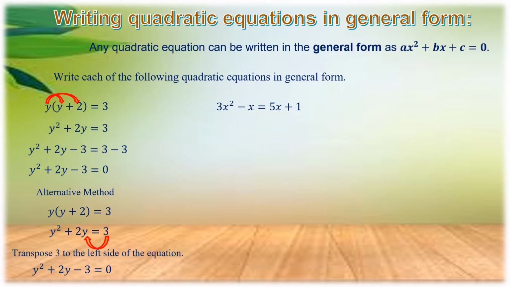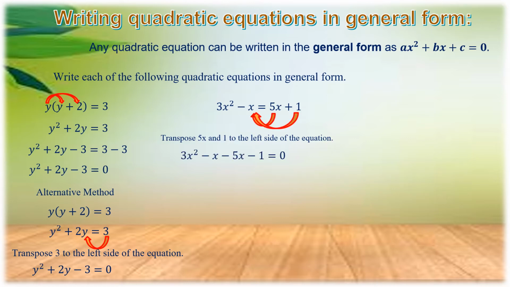Now let us have another one. Supposing we have 3x squared minus x is equal to 5x plus 1. So in here, we are going to transpose 5x and 1 to the left side of the equation. So we will be getting 3x squared minus x minus 5x minus 1 is equal to 0. Then we are going to combine negative x minus 5x. So in here, it will result to 3x squared minus 6x minus 1 is equal to 0.